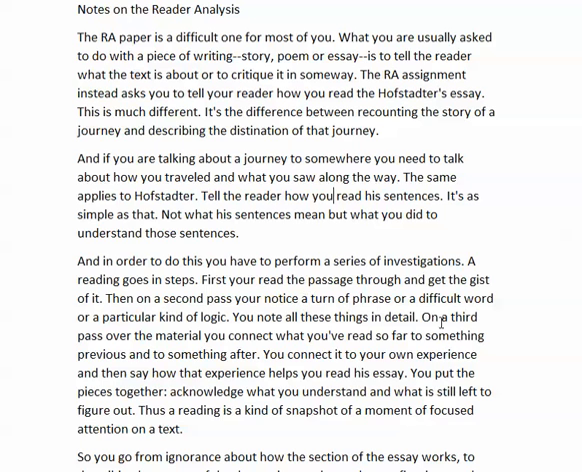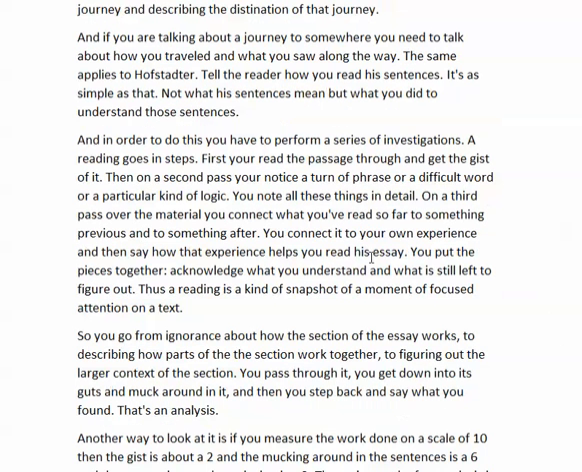And in order to do this, you have to perform a series of investigations. A reading goes in steps. First, you read the passage through and get the gist of it. Then, on the second pass, you notice a turn of phrase or a difficult word or a particular kind of logic. You note all these things in detail. On a third pass over the material, you connect what you've read so far to something previous and to something after. You connect it to your own experience and then say how that experience helps you read his essay. You put the pieces together, acknowledge what you understand and what is still left to figure out.